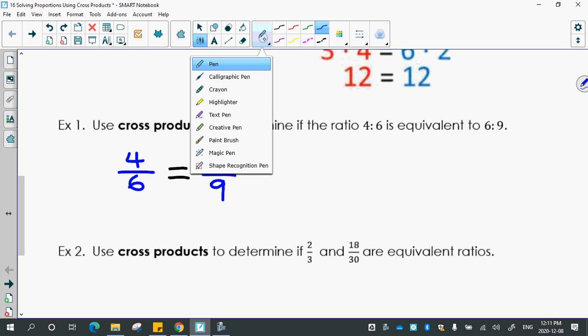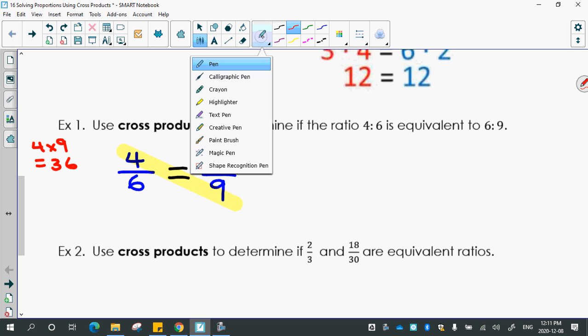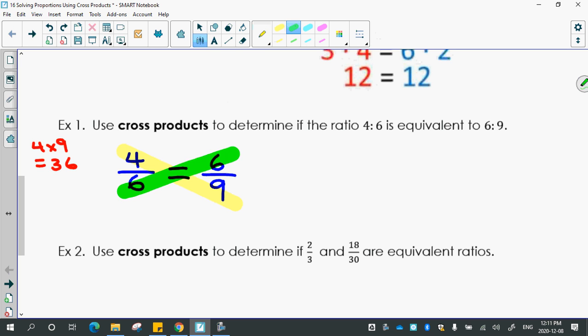And then we're going to do the cross products. So I'm going to use highlighter. And I'm going to test 4 times 9. So I'm going to write it out. You guys don't have to. You can just do it on your calculator. But I'm doing 4 times 9, and that gives me 36. And then I'm going to try the other cross. 6 times 6 also gives me 36. So they are equivalent ratios. Okay, the equal sign stands. I don't have to put a cross through it. Super quick way to check and see if you've got equivalent ratios. Okay?